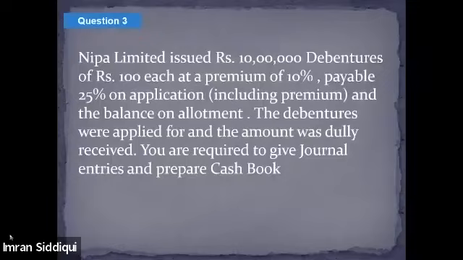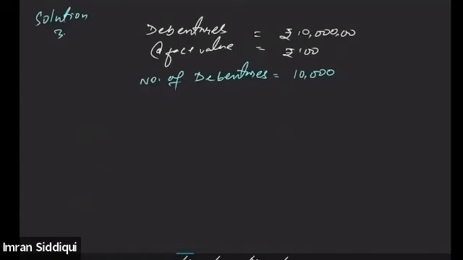And it has been issued at a premium of 10%. Issue price: 100 plus 10% premium, that means 10 rupees. Issue price is 110. Got it? Is that clear, everybody?